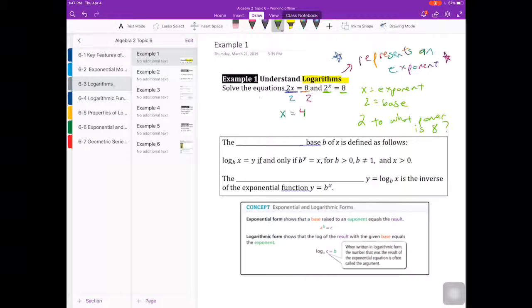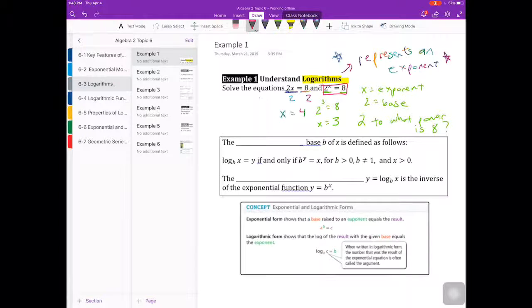Well, if you think about it, you should know that 2 to the third is 8. So in this case, x is 3. I don't know why I wrote 8. We're going to say 3. X is 3. This expression right here can be written as a logarithm. The inverse of that expression is called a logarithm.